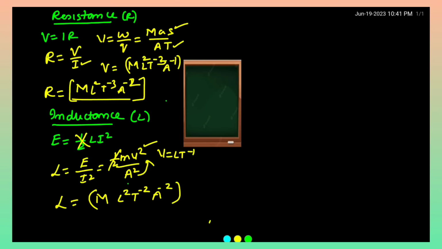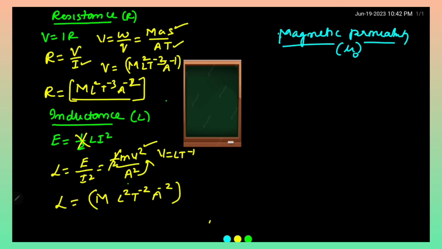Next we'll find out the tough dimensional formula for the physical quantity called magnetic permeability, given by letter mu naught. So mu naught you have to find out.